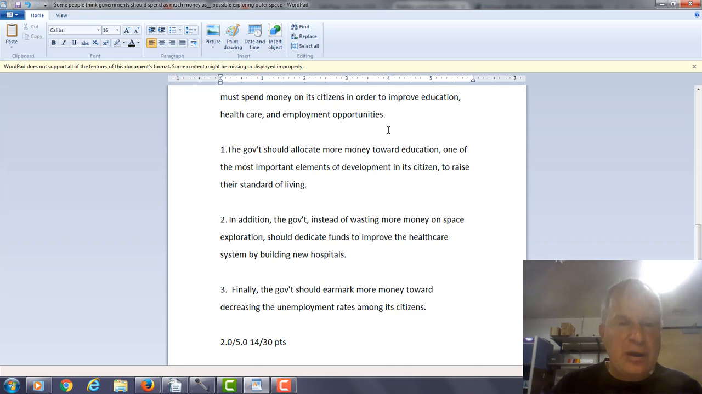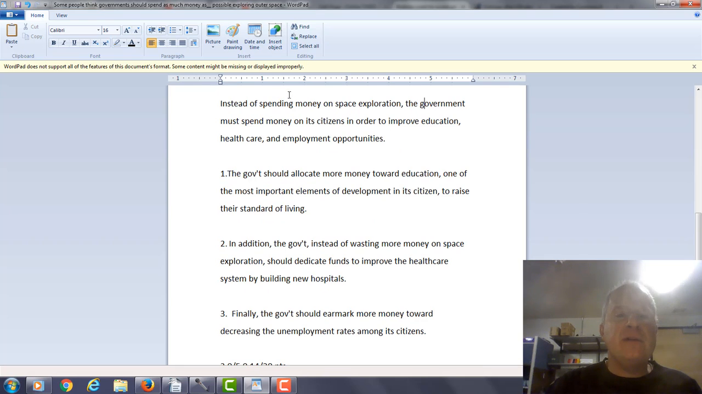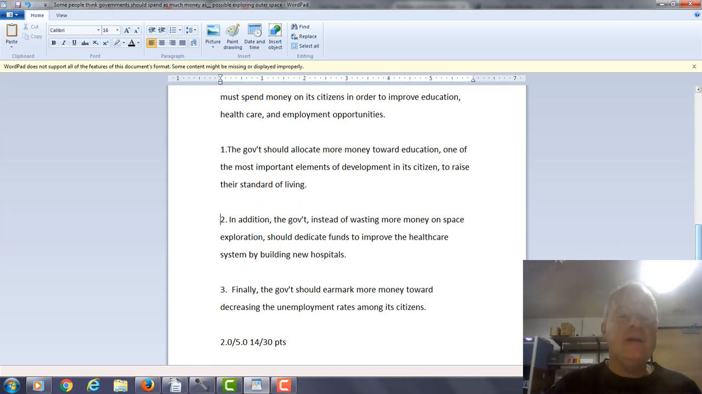All right, so let's take a look at the changes we made one more time. So the thesis. Instead of spending money on space exploration, the government must spend money on its citizens in order to improve education, healthcare, and employment opportunities. Number 1, the government should allocate more money toward education, one of the most important elements of development in its citizens to raise their standard of living. Number 2, in addition, the government, instead of wasting more money on space exploration, should dedicate funds to improve the healthcare system by building new hospitals. 3, finally, the government should earmark more money toward decreasing the unemployment rates among its citizens.